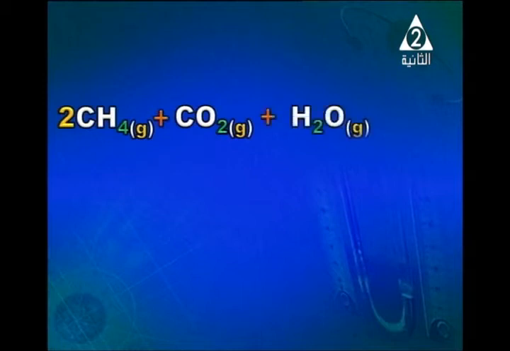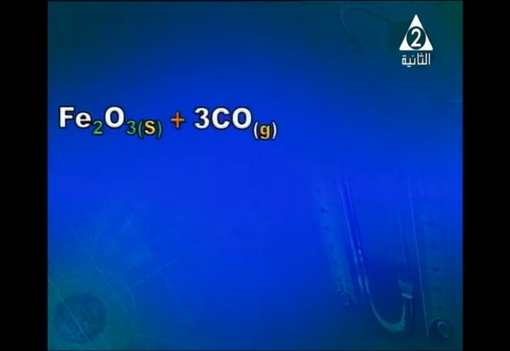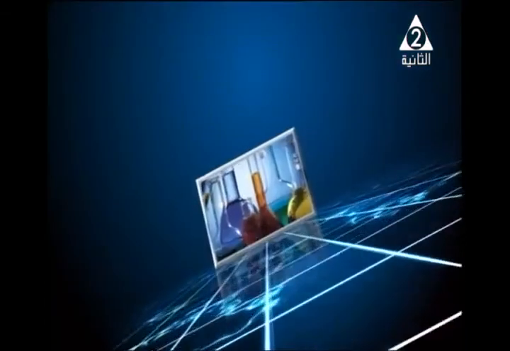2 methane gas, which is the main component of natural gas, plus carbon dioxide plus water vapor, produces 3 carbon monoxide with 5 hydrogen. This is a mixture of water gas. Then hematite Fe2O3 is reduced in the presence of water gas, carbon monoxide with hydrogen gases, to produce 4 iron, 3 carbon dioxide gas, and 3 water molecules.